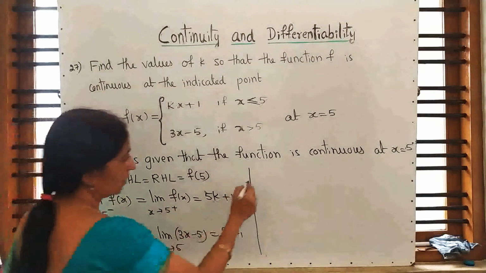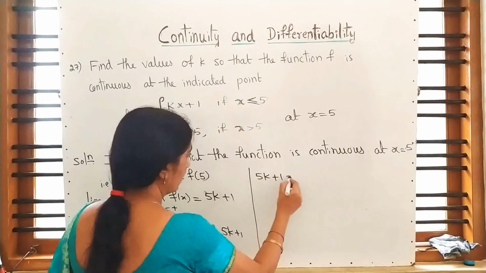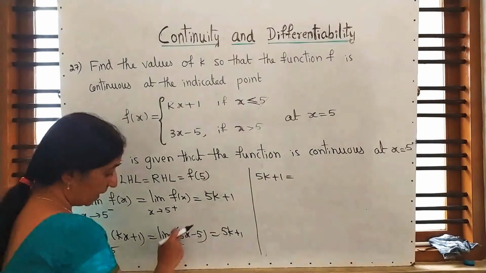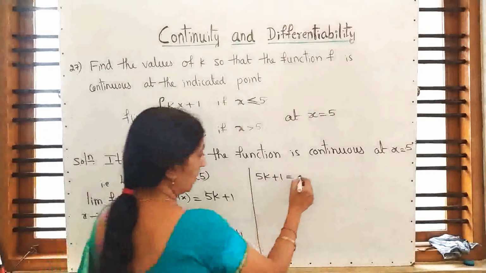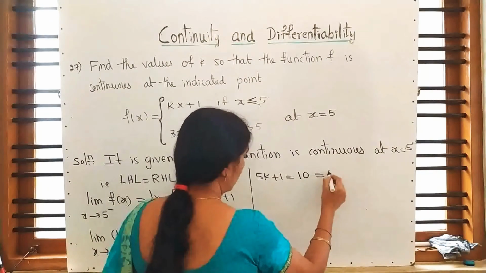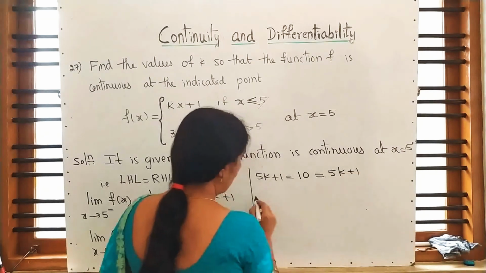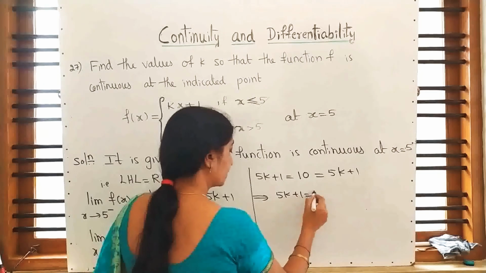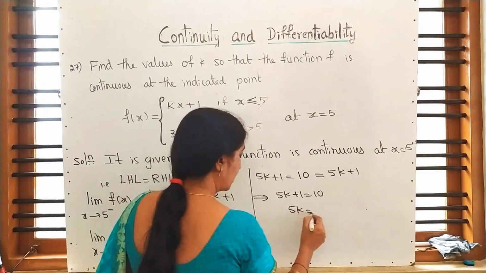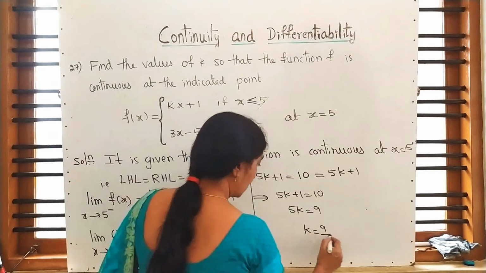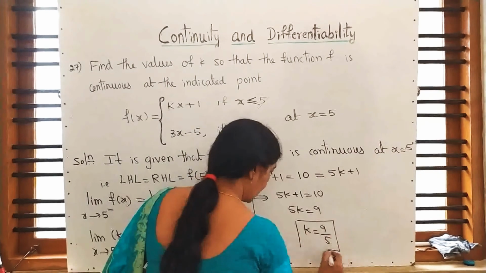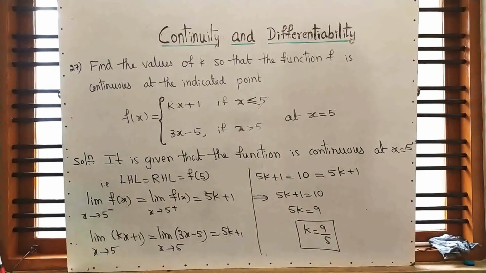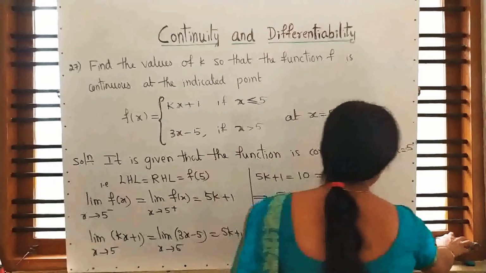Simplify. This is 5k plus 1 is equal to, wherever x is there, if you write 5, then 3 into 5. 3x is 3 into 5, 15 minus 5, that is 10. Directly I wrote the value. Again take either first and second or second and third. So 5k is 9. What is k then? k is 9 by 5. See, is it very simple or what? Yes. Now moving to the next question. That is also very interesting.